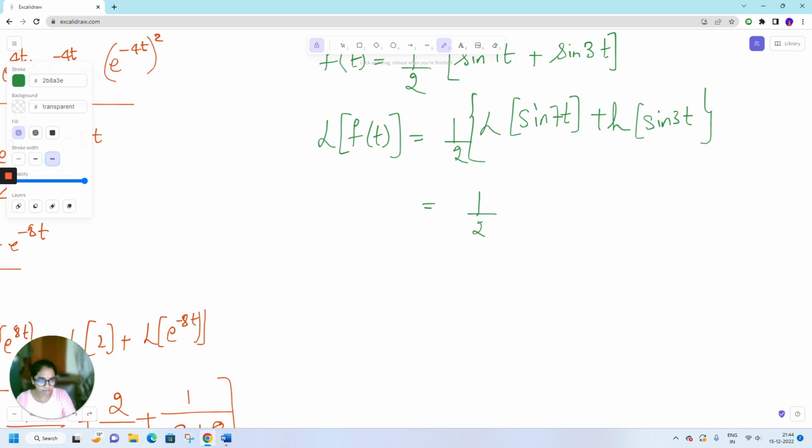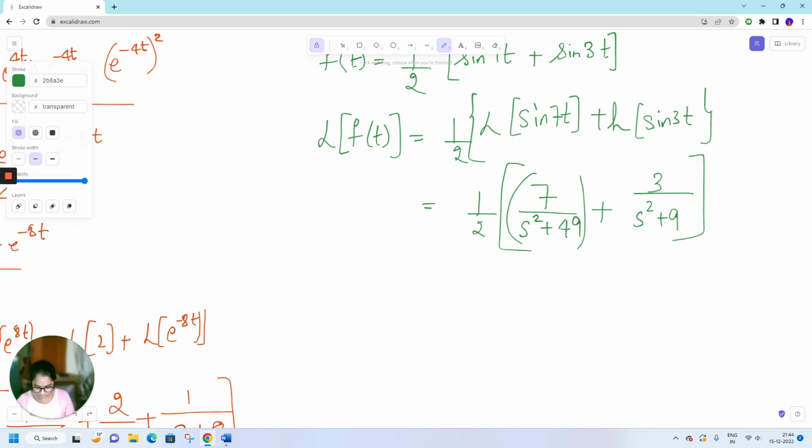Okay, what do you have in place of a here? You have 7. Yes, 7 divided by s square plus 7 square, that is 7 sevens are 49, plus 3 divided by s square plus 9. Okay, so this is the Laplace of the given question.